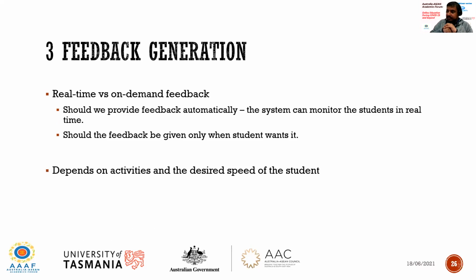The other thing is about real-time feedback versus on-demand feedback. Should the feedback be given automatically? If the system detects the student input is bad, should the system be telling the students that this is bad, so you just need to improve it? Or should the student be asking, or at least doing it a few times before they are allowed to see feedback to progress further? All of this will depend largely on the actual activity that is being done and the desired speed from the students. It depends on the deadline that you are giving to the students to finish the task. If it's short, then you probably will give more on-demand feedback and real-time feedback.